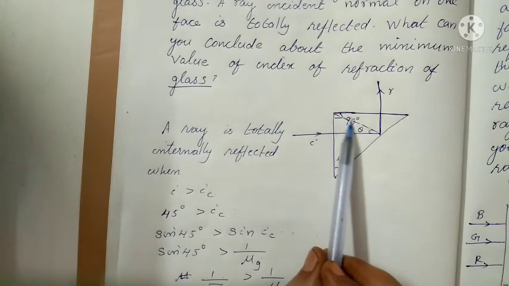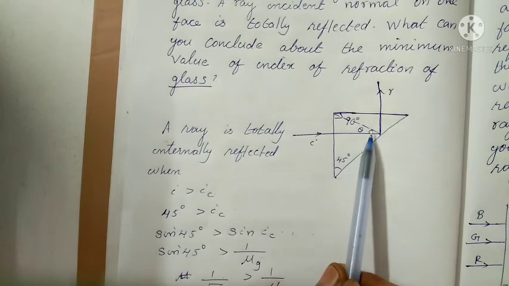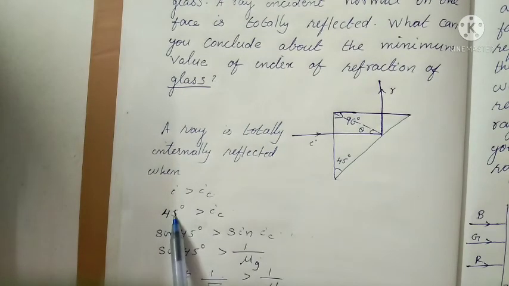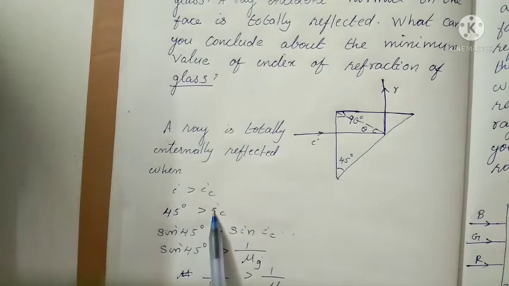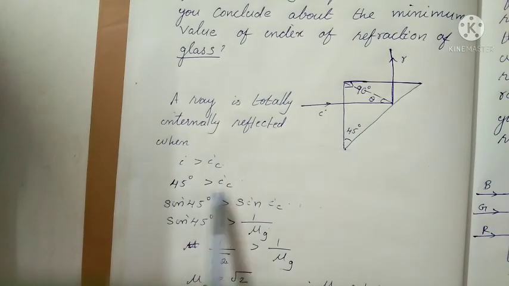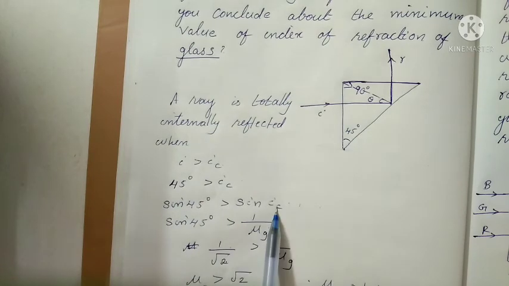From the figure, what is the angle of incidence? This is the angle of incidence. This total is 90 degrees, so the angle of incidence is equal to 45 degrees. So 45 degrees is greater than the critical angle of the prism, which is nearly equal to 42 degrees. So we can write sine on both sides: sine 45 is greater than sine iC.